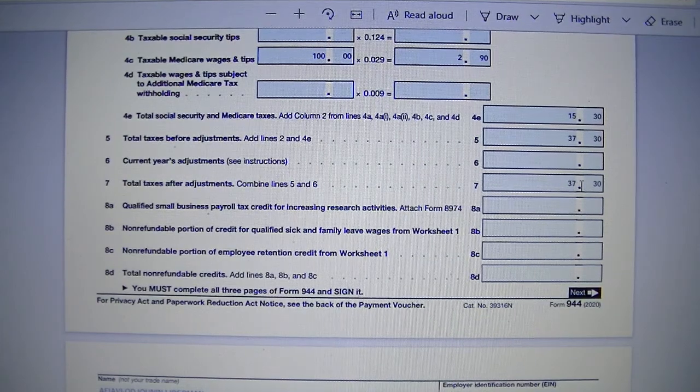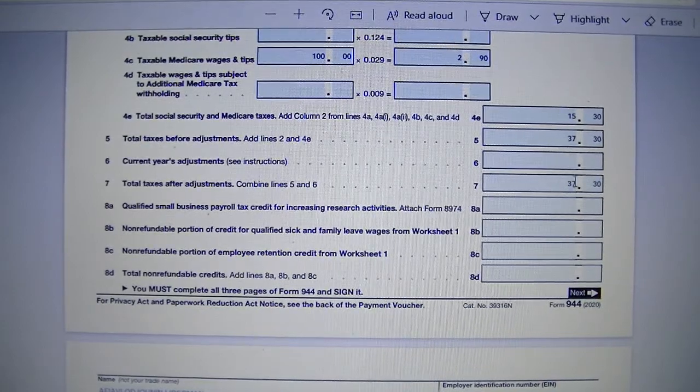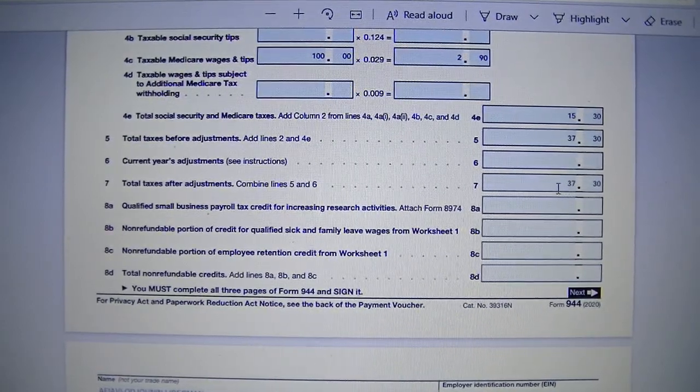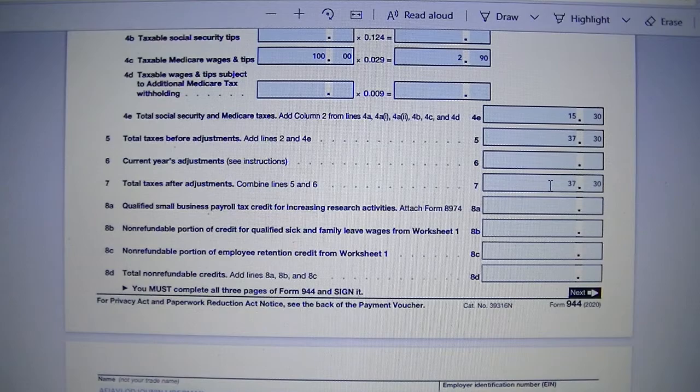Line 7, total tax after adjustments, will be line 5 plus line 6, and that gives us $37.30. Remember, no rounding. Cents will go after the point here, and the dollars will stay on the dollar side. You do not enter a dollar sign, and you do not enter a decimal point. Okay, now that's the total taxes after adjustments, $37.30.